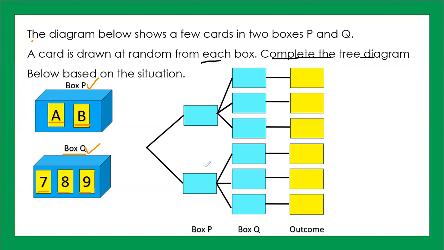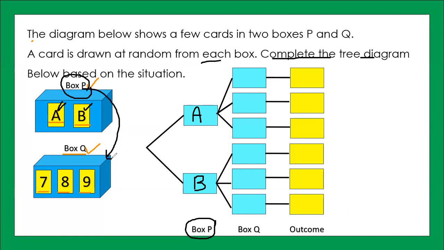So first of all, from box P, let me ask you, what are the choices of cards that you have? You're going to look at box P. You can only get A or you can get B. Yes or not? So your choice is either A or B. Let's say I blindfold you. I'm going to ask you to pick a card. So you're going to choose A.